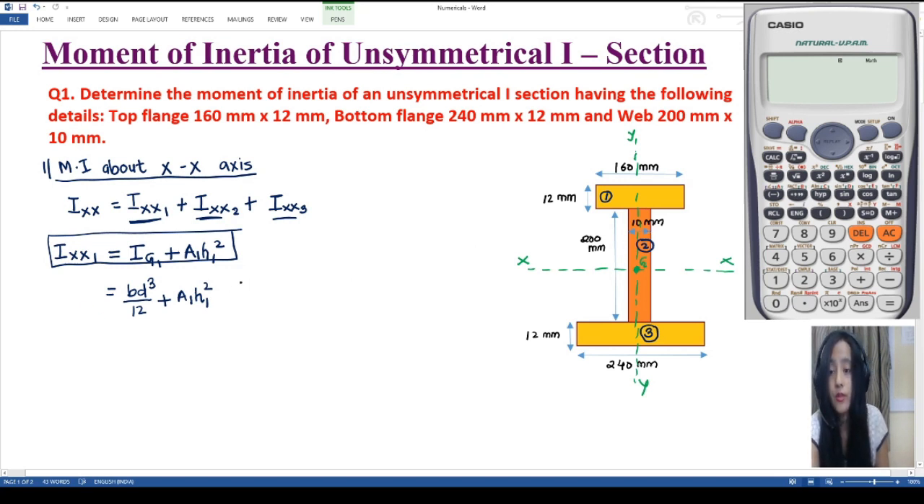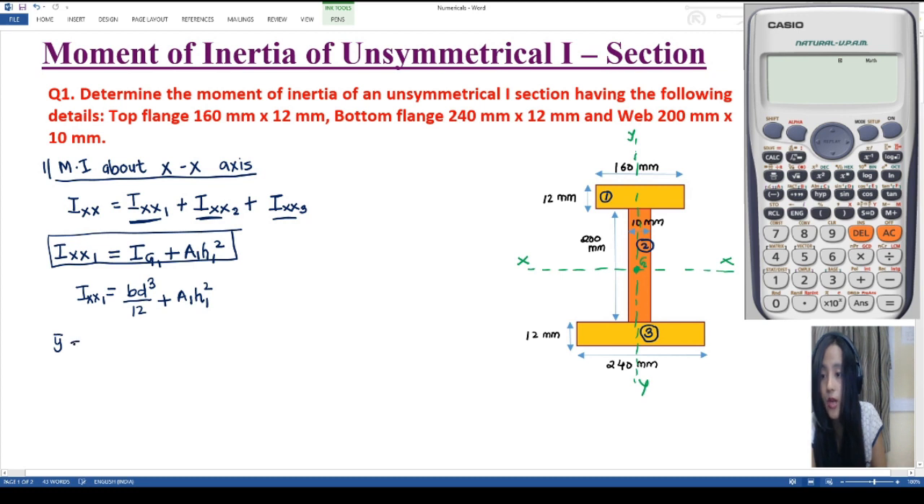This is how we can find moment of inertia about this first section, Ixx1. Now we know that B as well as D is given in the question. Area also we can find. Now how do we find this height H? How do we find H1? To find H1 we need to first find Y bar.